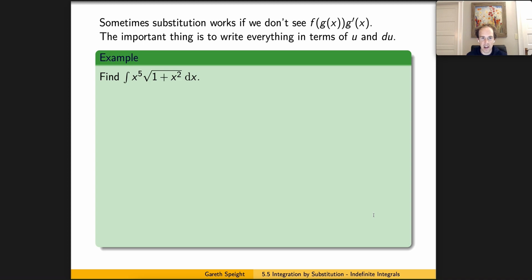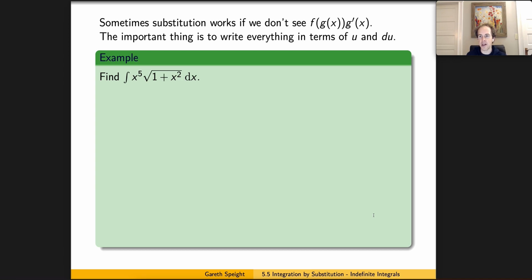So for example, let's look at this one, the integral of x to the 5 square root of 1 plus x squared dx. So we have that composition piece, square root of 1 plus x squared. The inside is 1 plus x squared. But we don't straight away see the derivative of 1 plus x squared, right? Because the derivative is 2x. We don't see that, we see x to the 5. But let's see how it plays out.